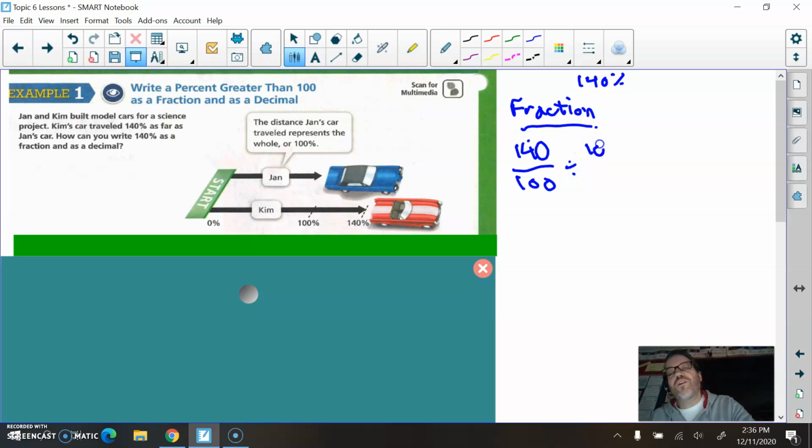Some of you might be thinking, oh, Mr. Wyatt, you could save time if you just realized you could divide them both by 20. And that's true. So if you recognize that 20 was the greatest common factor, go ahead and do that. But we're going to do this because I think this is what most people would recognize right away. 140 divided by 10 is 14, over 100 divided by 10, which is 10. And I'm noticing I'm not done simplifying here because these are both even values. I can divide these both by 2.